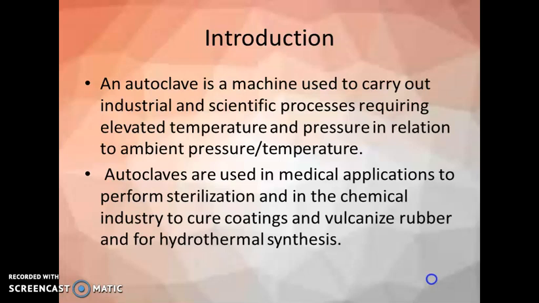Autoclaves are used in medical applications to perform sterilization, and in the chemical industry it is also used to cure coatings, vulcanize rubber, and for hydrothermal synthesis. Here we are giving more emphasis to the use in our medical field.